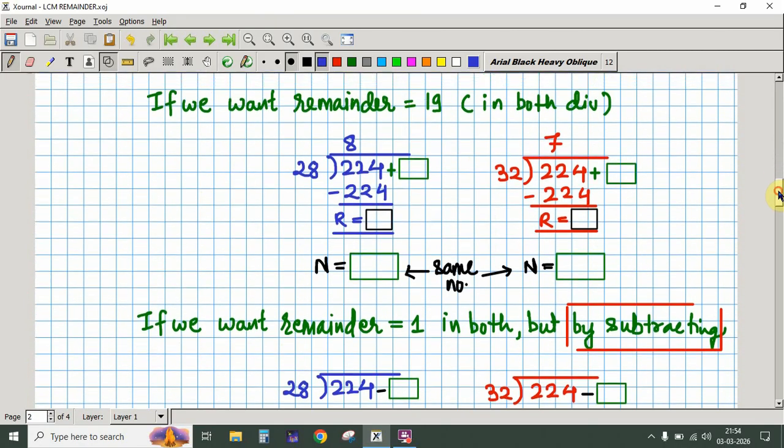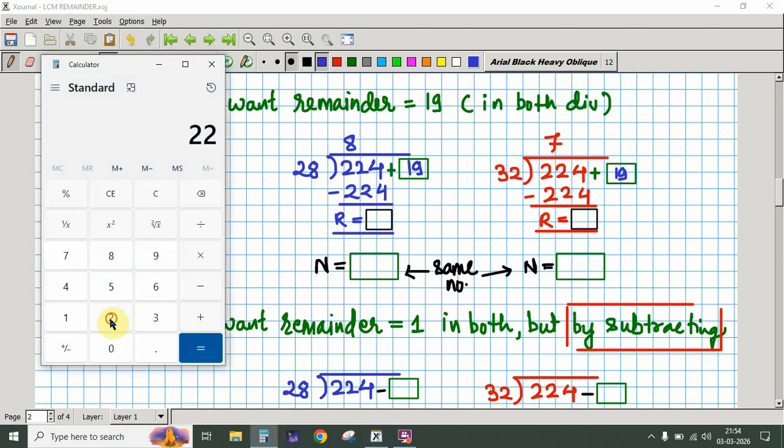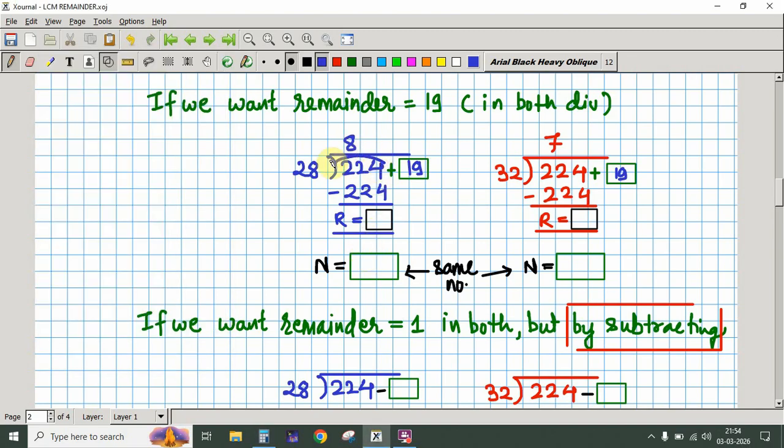So how it goes? I'm adding 19 to this and again 19 to this. So what is that number? 224 plus 19, 243. So this number is 243. If you execute this division by 28, the closest number smaller than this in 28's table is 28 eights are 224, minus 19. Remainder is 19.